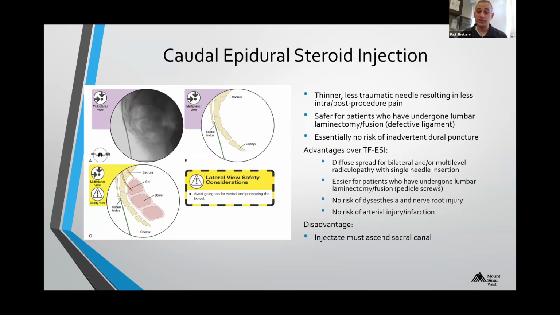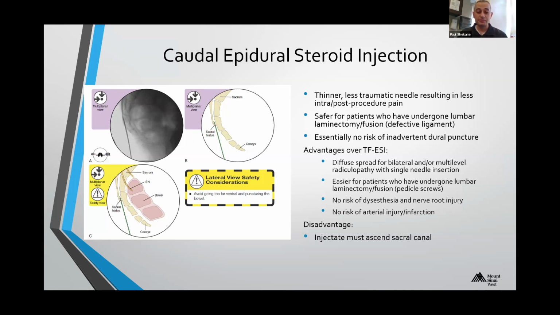The advantage of this approach is that we can use a thinner, less traumatic needle. We can just do one injection as opposed to the transforaminal, where we may have to cover more than one nerve root. And there's essentially no risk of inadvertent dural puncture with this technique.